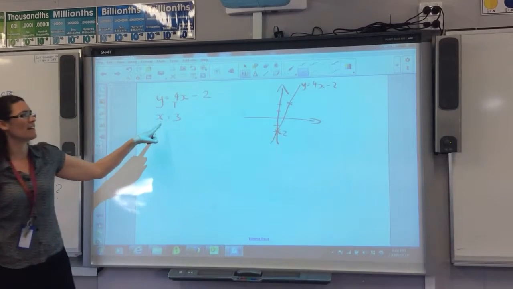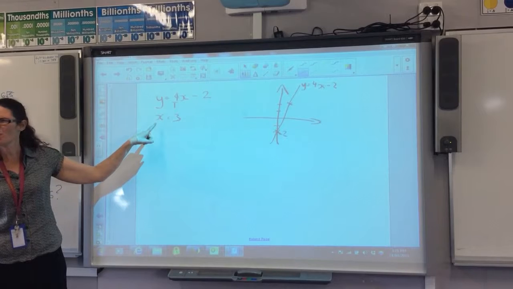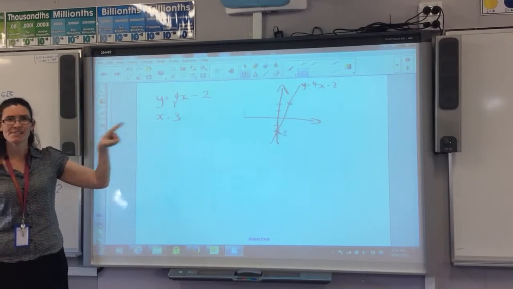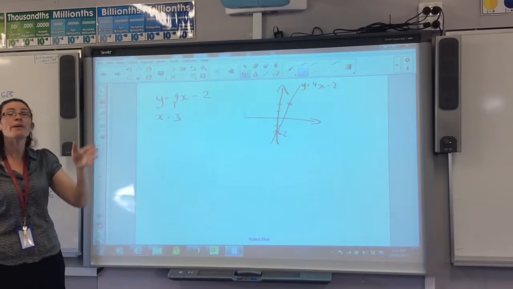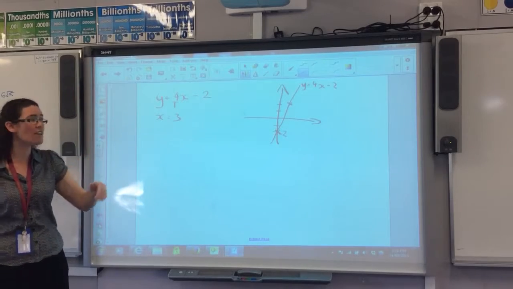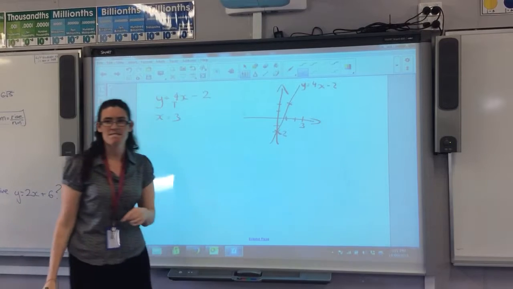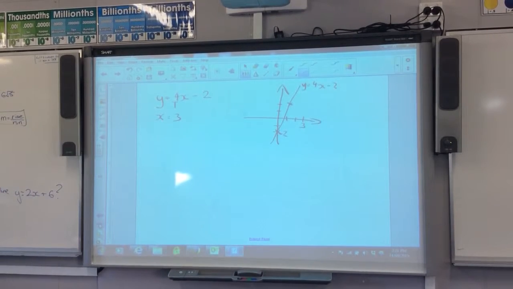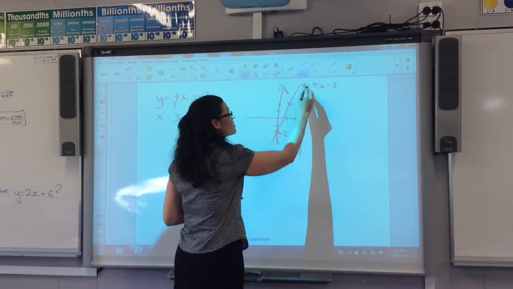What does this one look like? Does anyone remember what the line x equals 3 looks like? It goes straight up and down. So I go across to x equals 3. Okay, so the line x equals 3, I go along to the line x equals 3 and it goes straight through x equals 3.